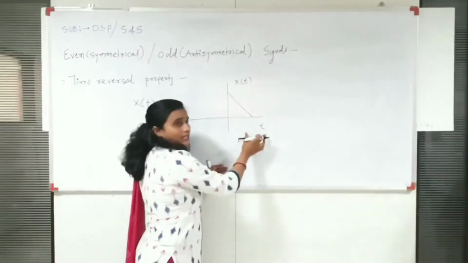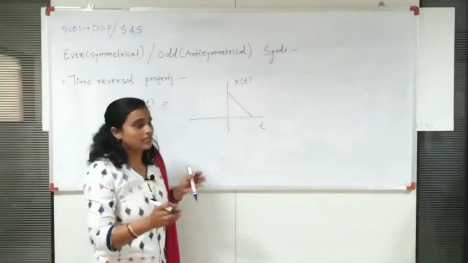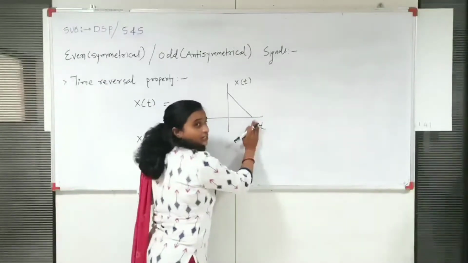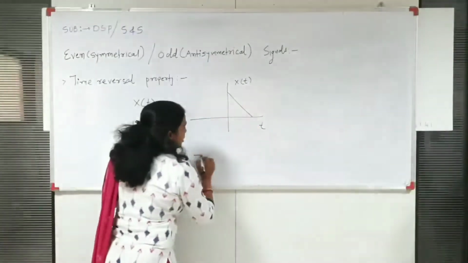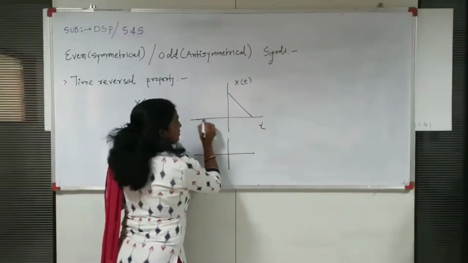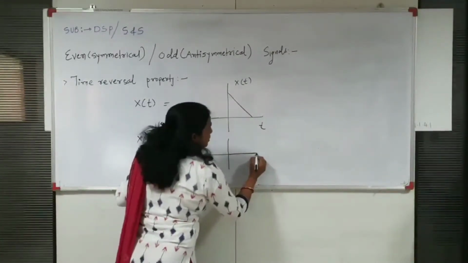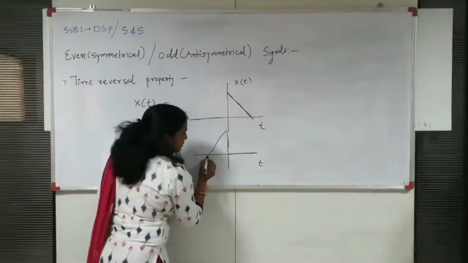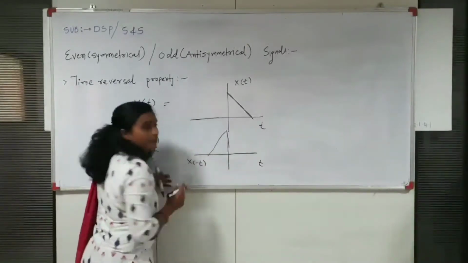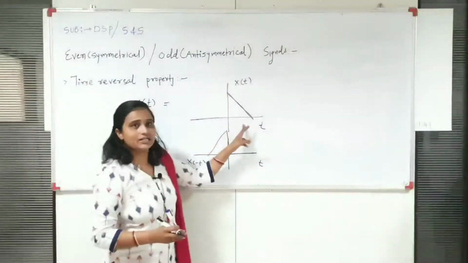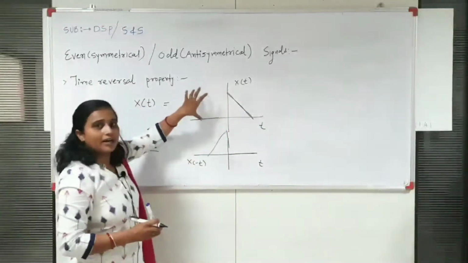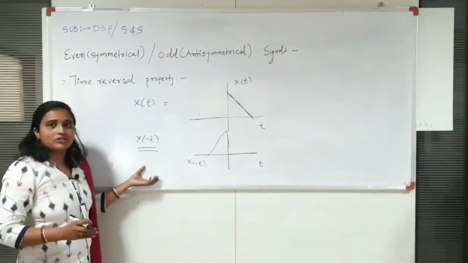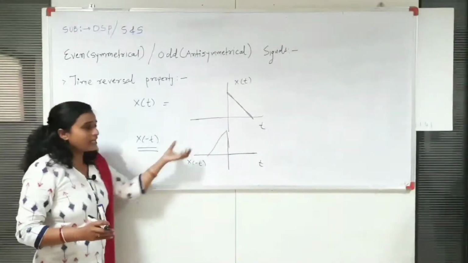Now, to draw x of minus t from this x of t signal, the left hand side of the signal is folded to the right hand side and the right hand side of the signal is folded to the left hand side. Here there is nothing, so we draw 0 here, and this is the right portion that is folded to the left hand side. So this is nothing but the x of minus t signal, meaning it's a folded signal. This signal is folded to the left or right, and that is called the time reversal property. This is very easy in the graphical method.